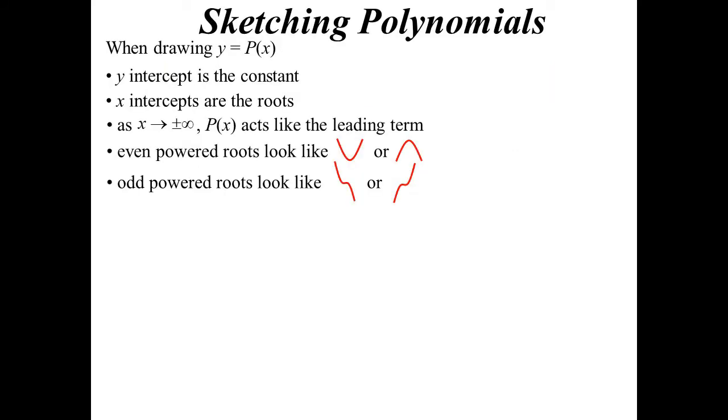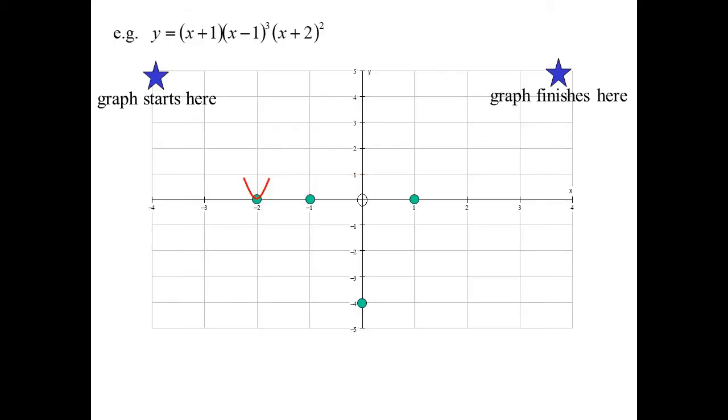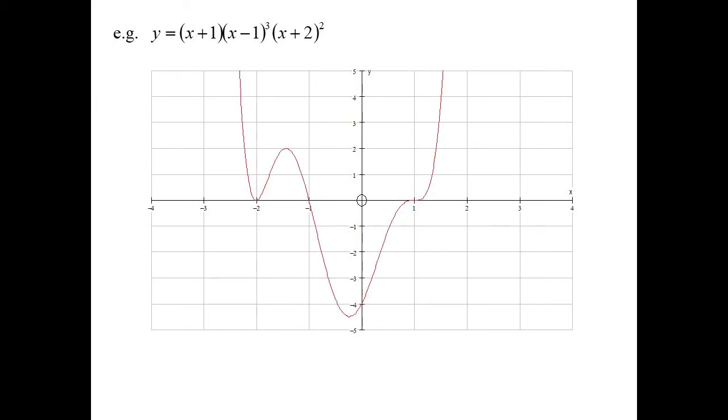Now the actual roots themselves behave like the factors. So whatever the power is, then we know that at that x-intercept, it'll behave like that. So in our one, at -1, it's to the power of 1, so it'll come through like a straight line. At +1, it's to the power of 3, so it'll come through like a cubic. And at -2, it's to the power of 2, so it'll just touch it like a parabola. And we would end up with something like that. So you can see at -1, it's going through like a straight line.